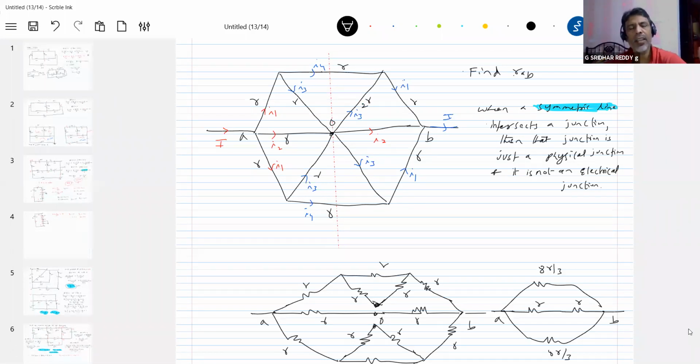How to identify that a junction is only a physical junction? If a symmetric line intersects a junction, then the junction is only a physical junction. There's the rule. How to identify a symmetric line? Symmetry with respect to what? With respect to current distribution. So how can I distribute current now?